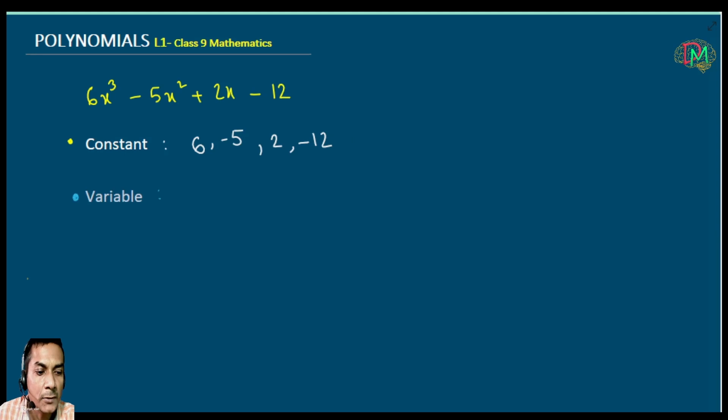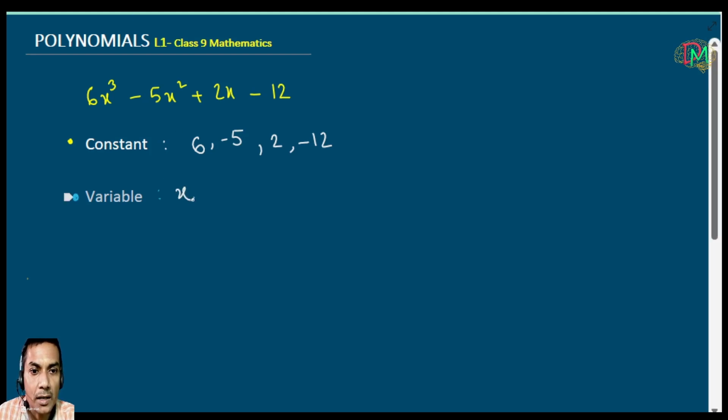Okay, next we learn the variables. What are variables? Variables are the part of the component of the polynomial whose value changes. It is not the constant. So for example, here x is the variable. Clear?